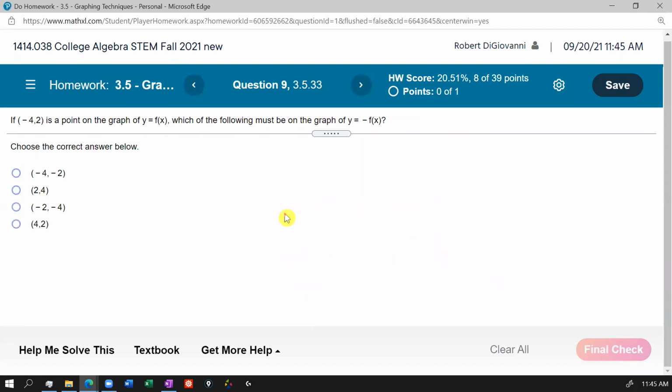Okay, next one. If negative 4, 2 is a point on the graph of y equals f of x, which of the following must be on the graph of negative f of x?